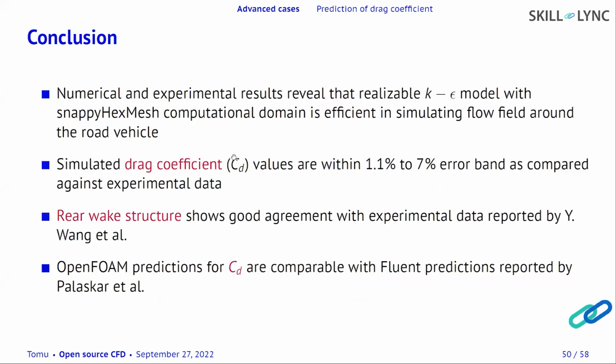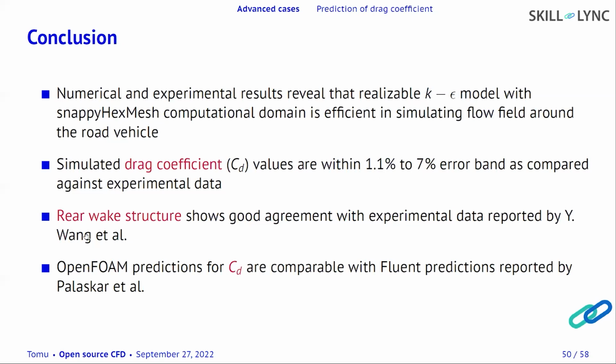So these are the conclusions that we have. They have meshed the domain using snappyHexMesh, which is available in OpenFOAM, and the turbulence model they have used is k-epsilon. As we have seen in the previous slide, the values are very close: 1.1 to around 7% error between the OpenFOAM results and experiments.